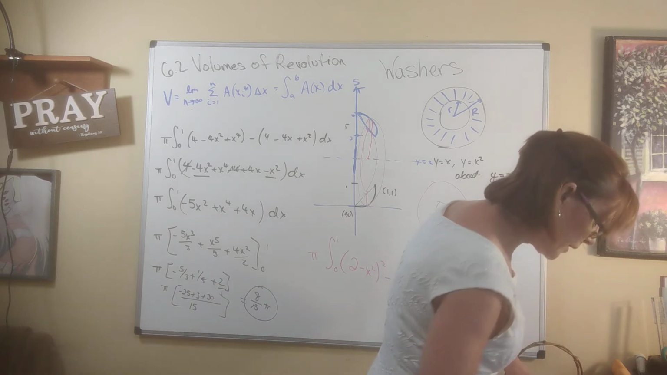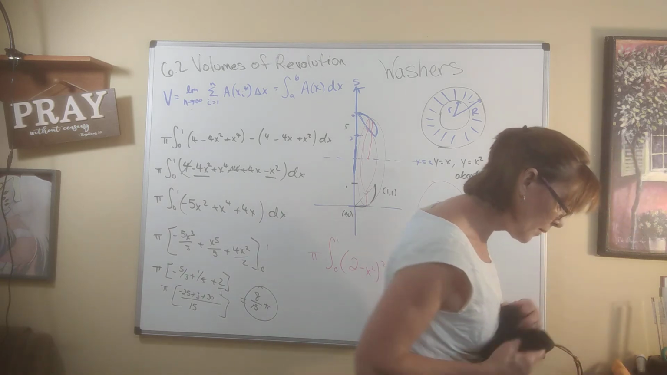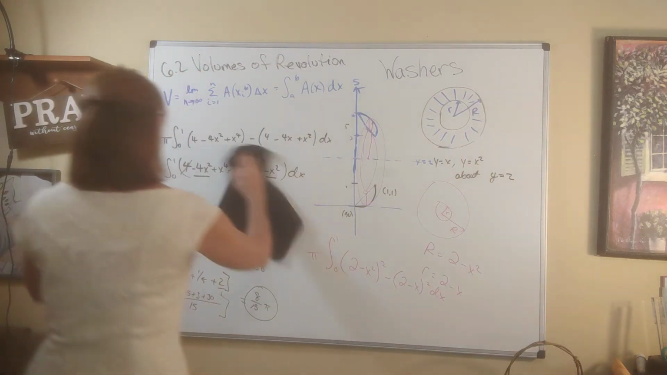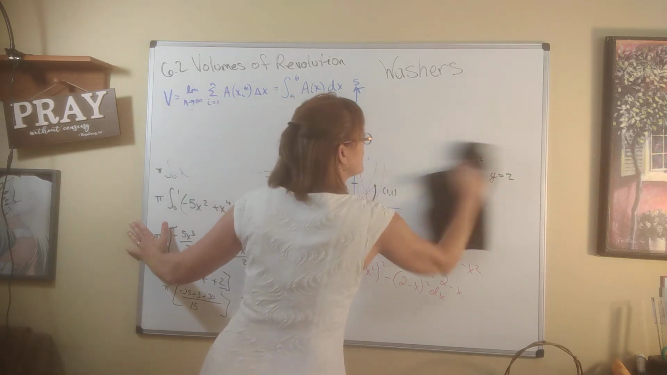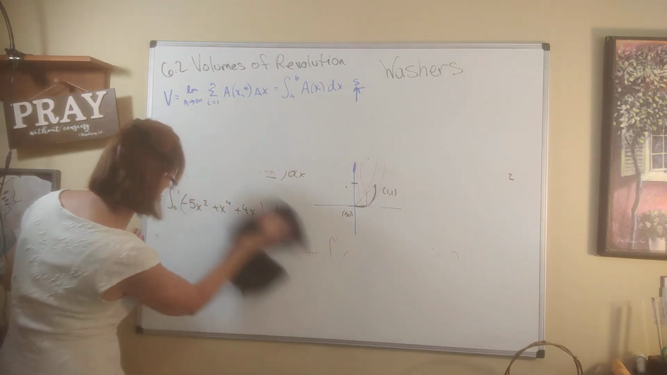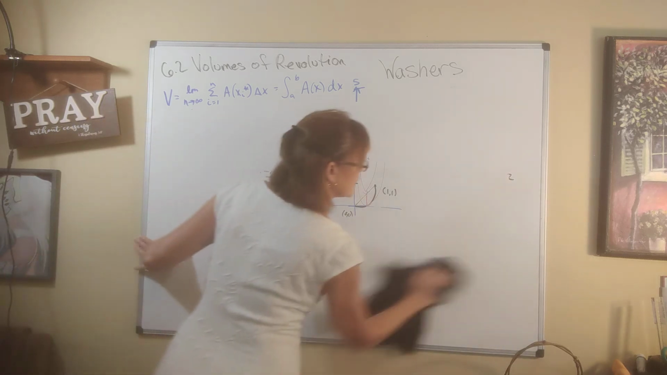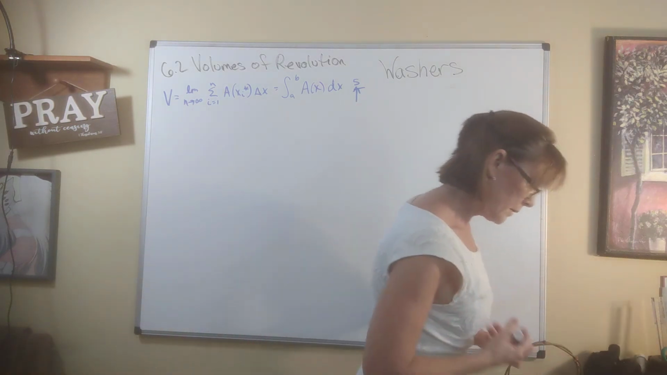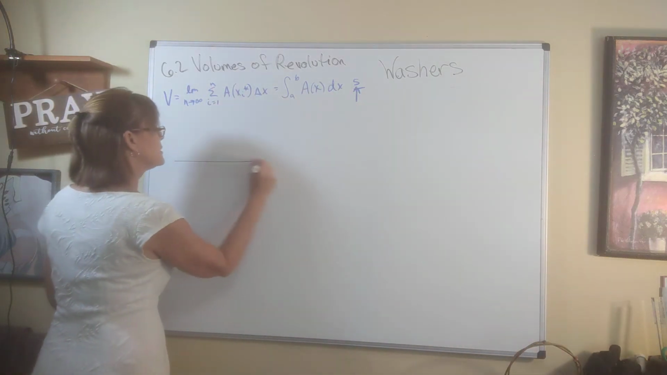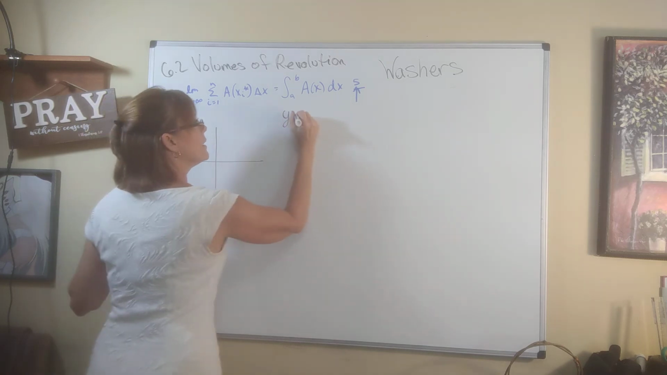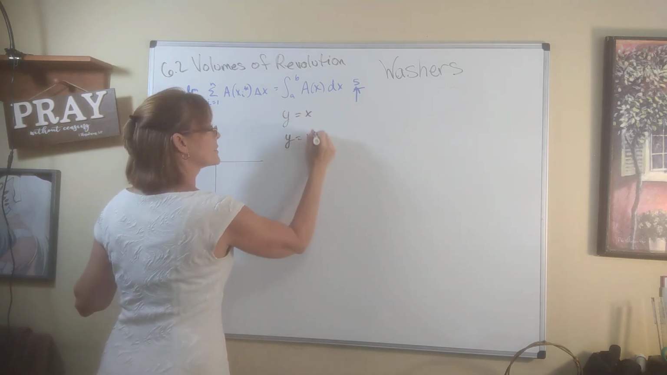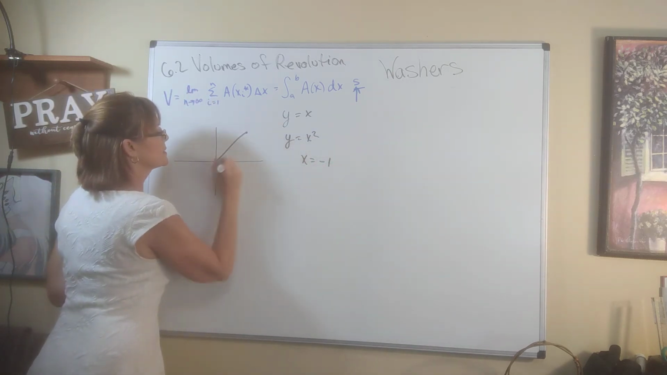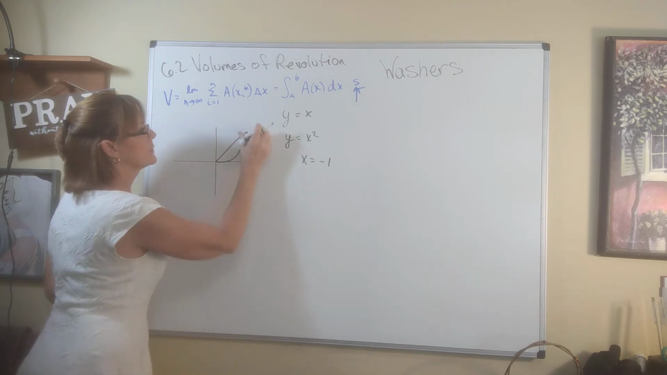Find the volume of the solid that results from rotating the region enclosed by y is x and y is x squared, the same region, about x is negative 1. All right, so let's do it one more time. Here we go. Same region. Y is x, y is x squared, x is negative 1. This is our region.